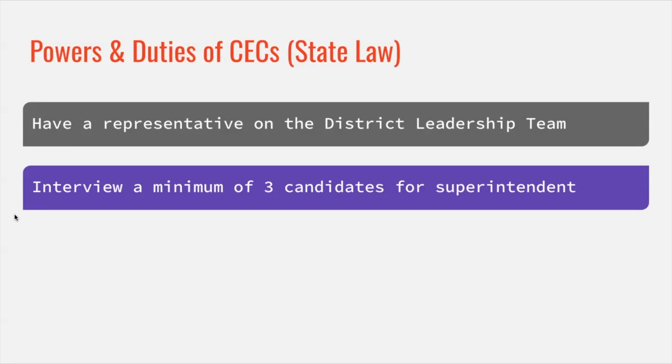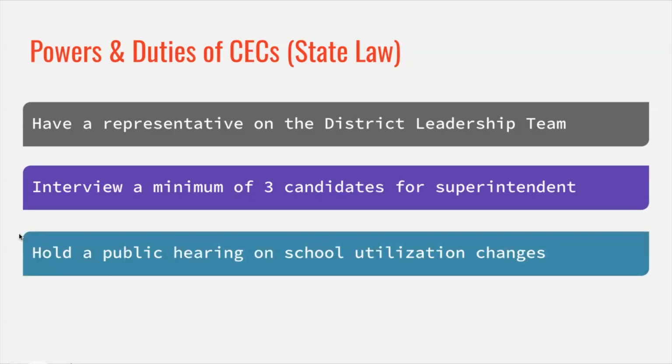Community education councils are also supposed to interview a minimum of 3 candidates for superintendent. If there is a vacancy in your district for superintendent, then the central DOE is supposed to provide or present 3 candidates for your council to review and rank. It doesn't mean your top choice is going to be appointed by the chancellor, because in the end, the chancellor has the authority to appoint. But there is at least a process for the CEC to provide feedback on the 3 top candidates.